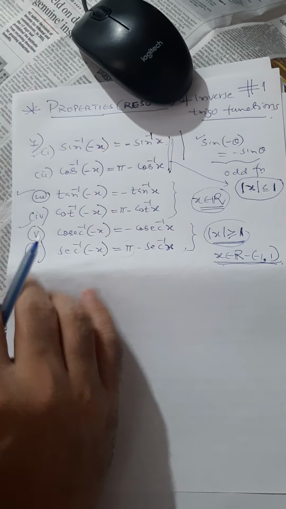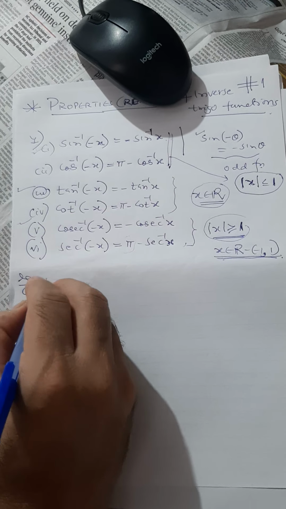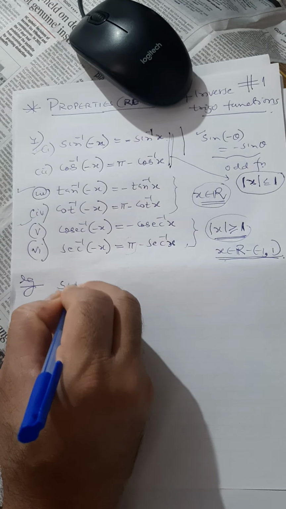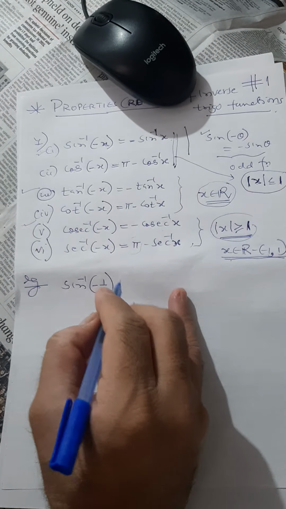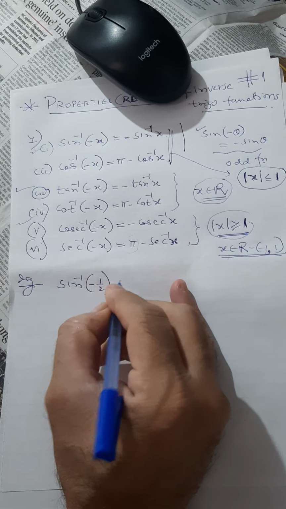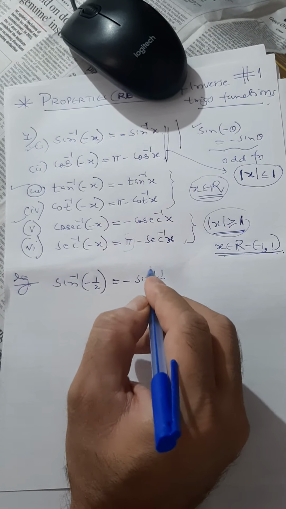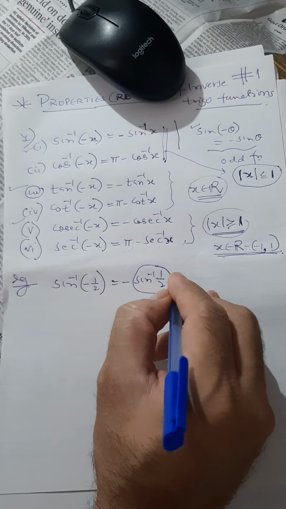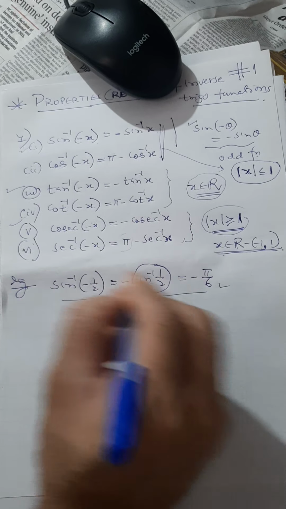Okay, so let me just illustrate this. You had such examples in previous exercises. Suppose you want sine inverse of minus 1 by 2. Now you don't have to think, you can use this result. So this is minus sine inverse 1 by 2. You know what sine inverse 1 by 2 is? It is pi by 6. So this is minus pi by 6. This is your answer.